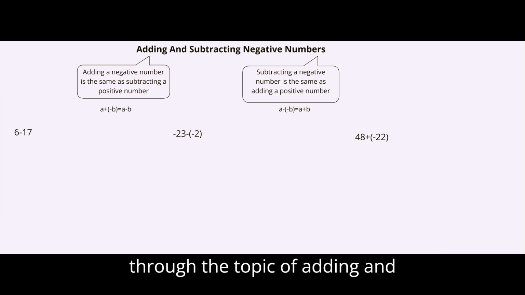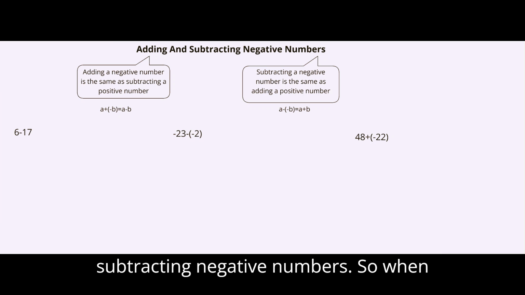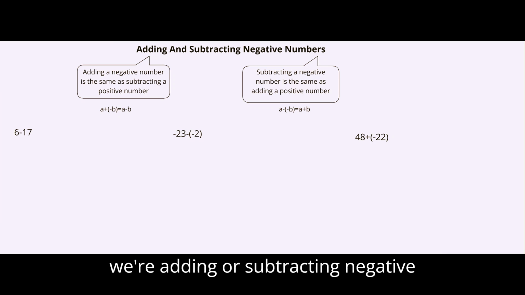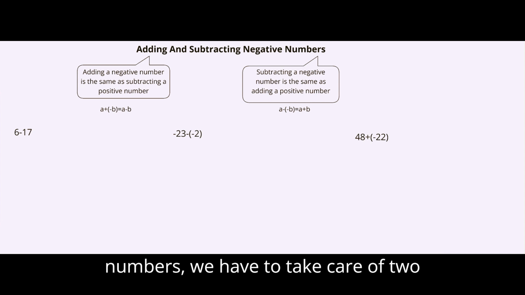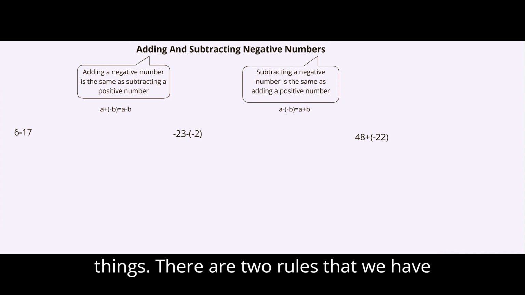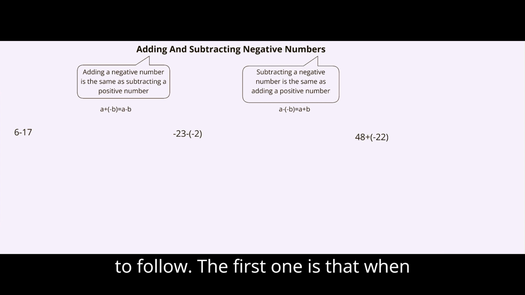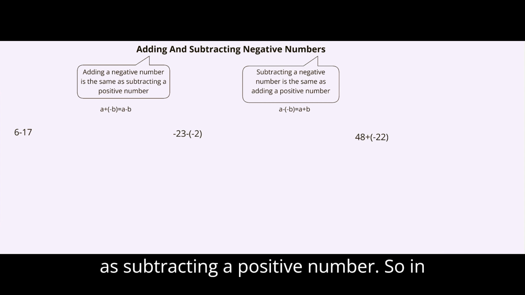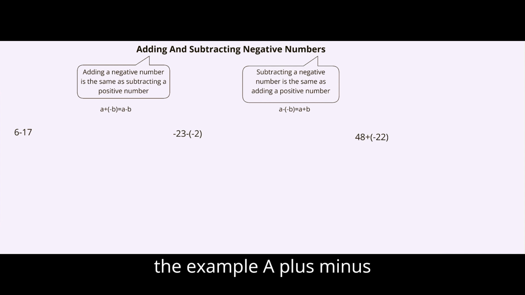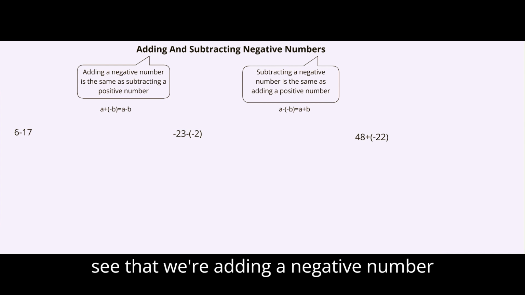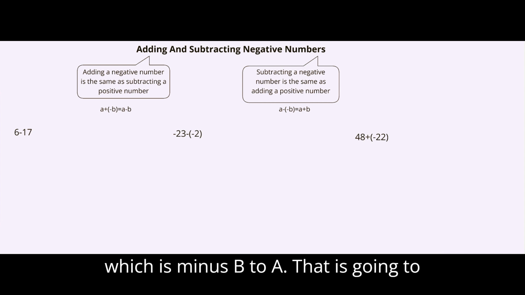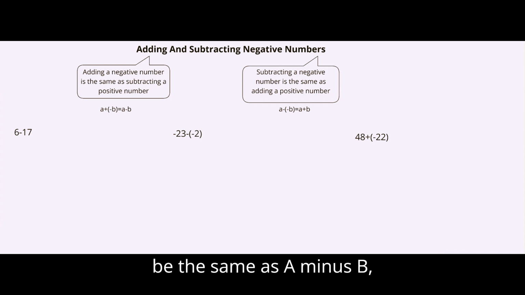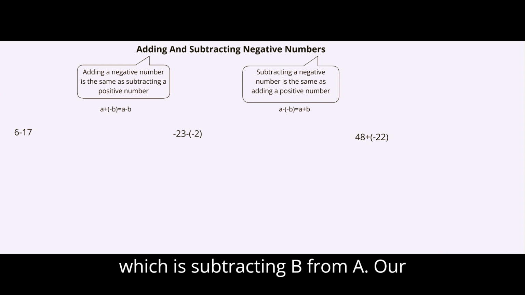Today we're going to be going through the topic of adding and subtracting negative numbers. So when we are adding or subtracting negative numbers, we have to take care of two things, two rules that we have to follow. The first one is that when adding a negative number, it is the same as subtracting a positive number. So in the example, a plus minus b is equal to a minus b, you can see that we are adding a negative number, which is minus b, to a. That is going to be the same as a minus b, which is subtracting b from a.